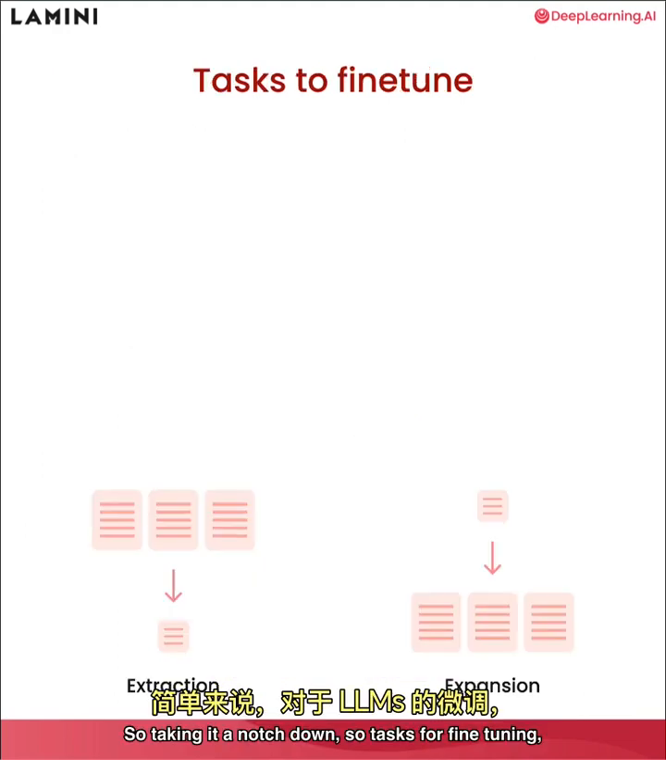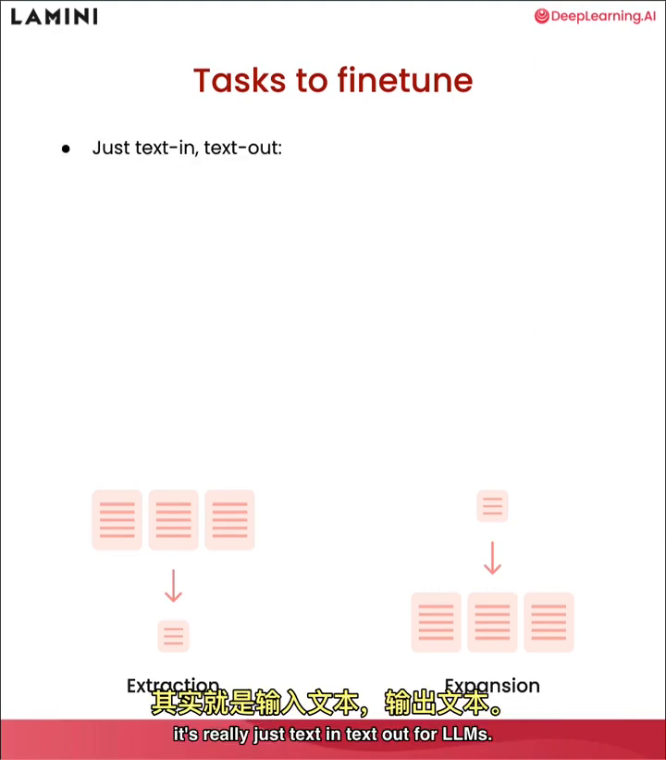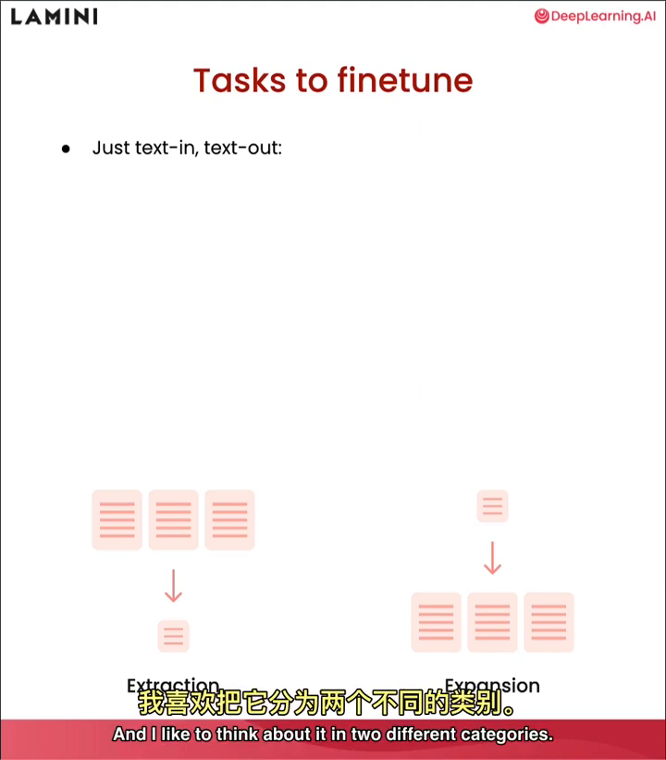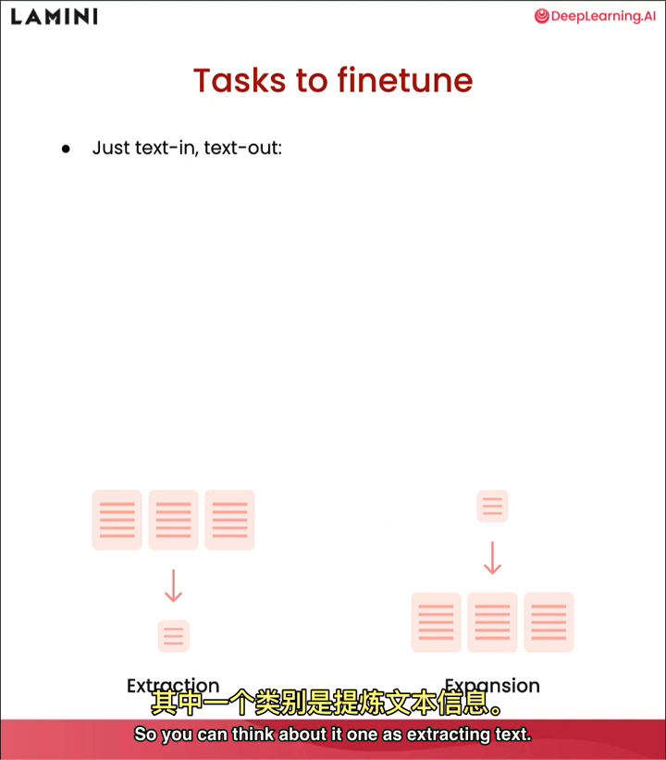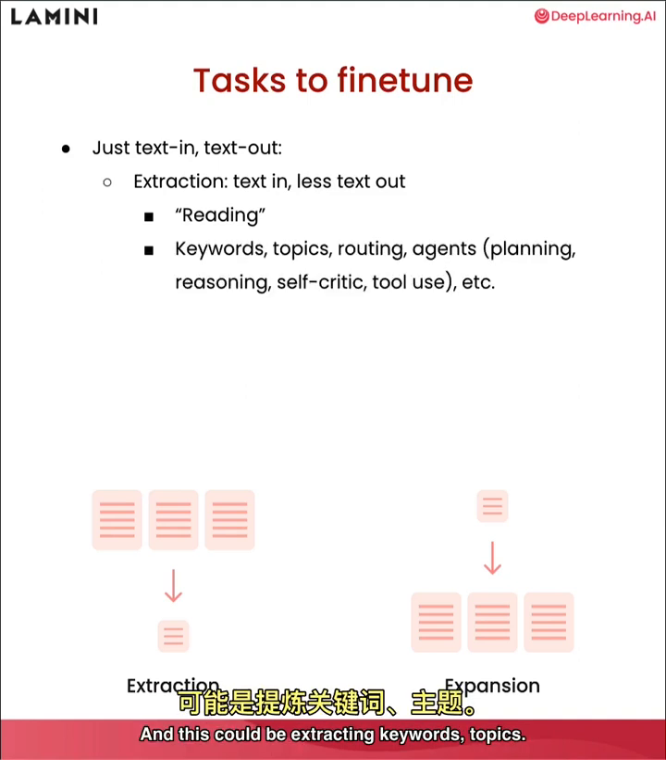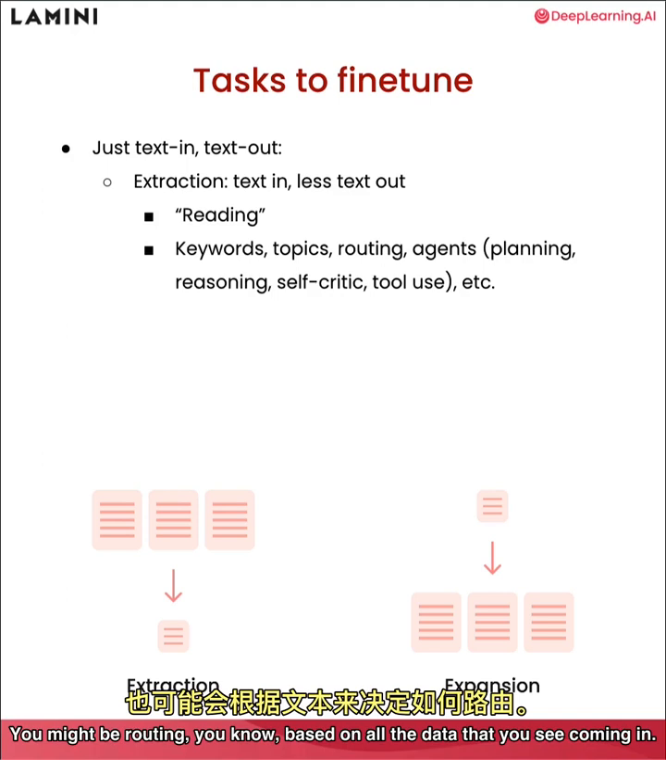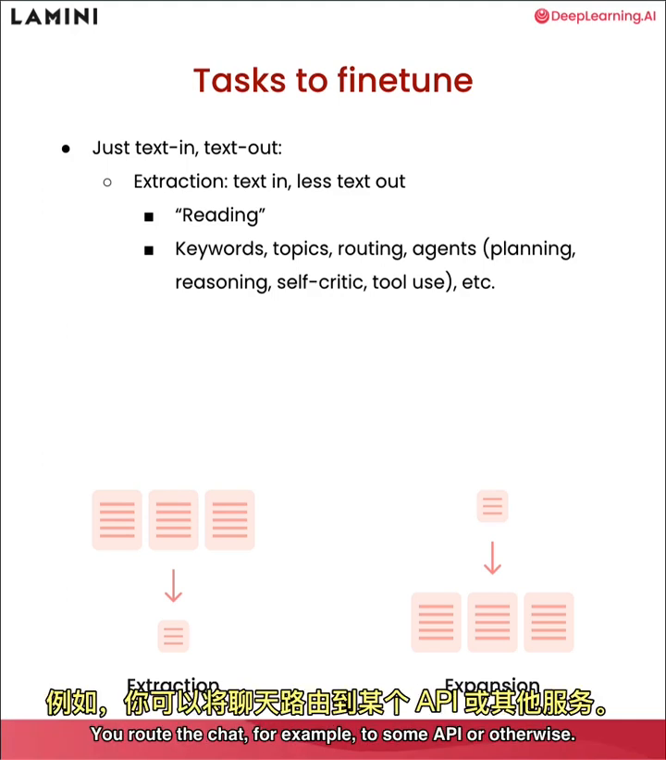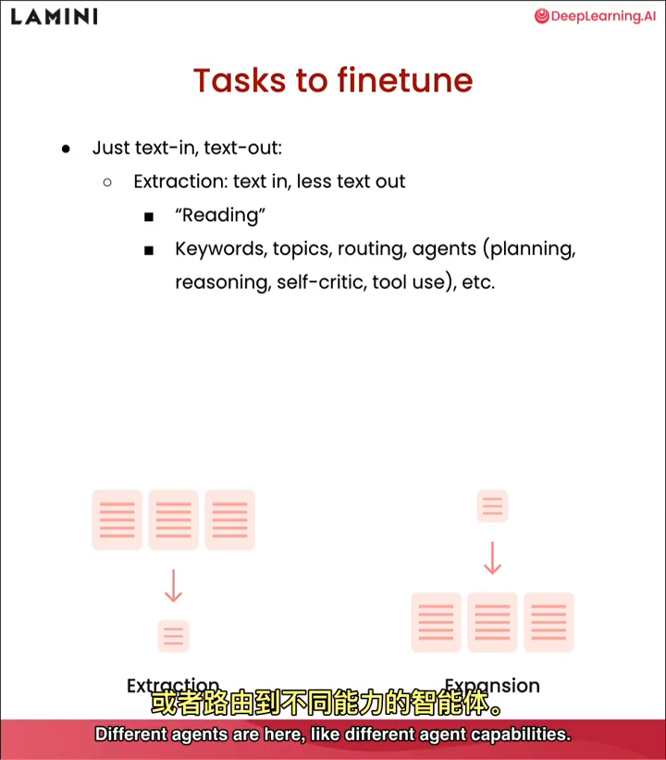So taking it a notch down, so tasks for fine-tuning, it's really just text in, text out for LLMs. And I like to think about it in two different categories. So you can think about it, one as extracting text. So you put text in and you get less text out. So a lot of the work is in reading. And this could be extracting keywords, topics. You might be routing, based on all the data that you see coming in, you route the chat, for example, to some API or otherwise. Different agents are here, like different agent capabilities.